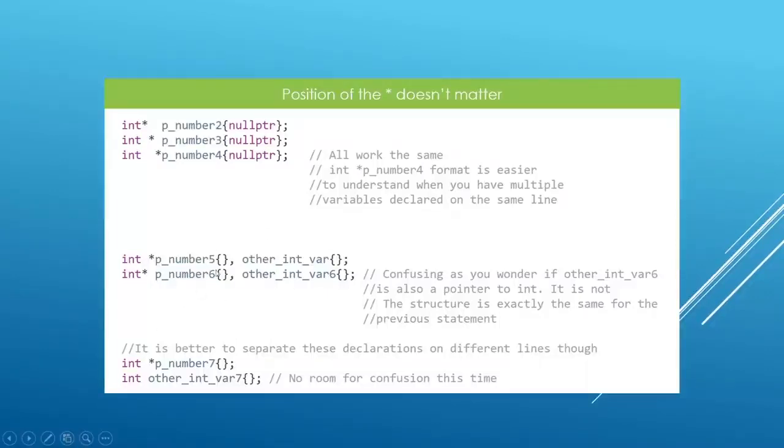If you have to do something like this, make sure you just put them on different lines and it's not going to be confusing. For example, if you look down here, you're going to know that p number 7 is a pointer, other int var is a regular int, and there is no room for confusion this time. Use code like this and don't put things on the same line like we have on top here.